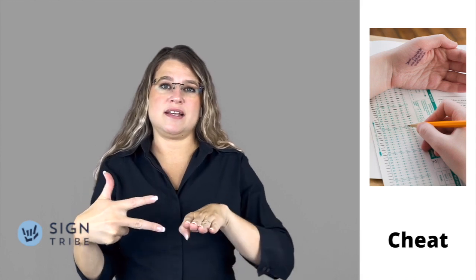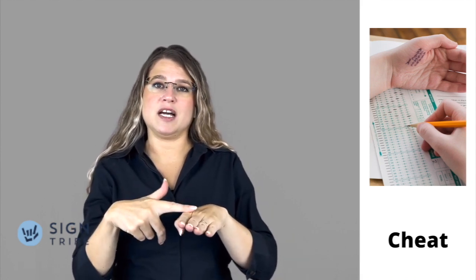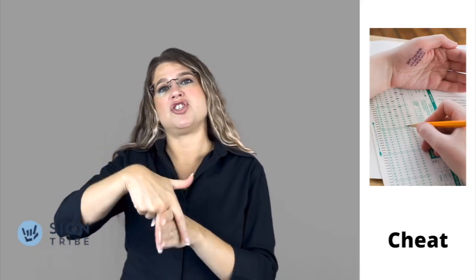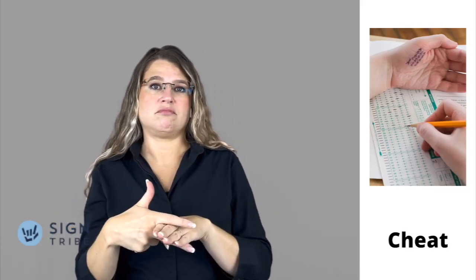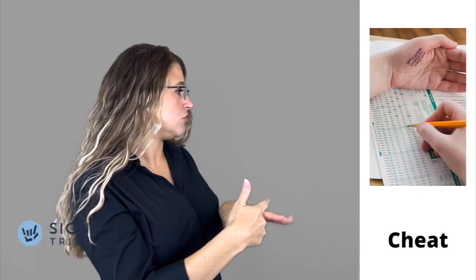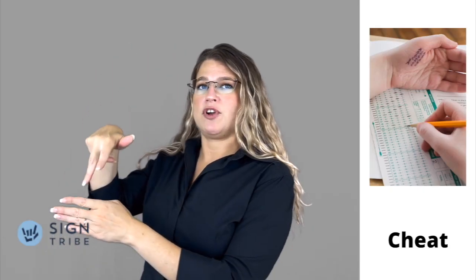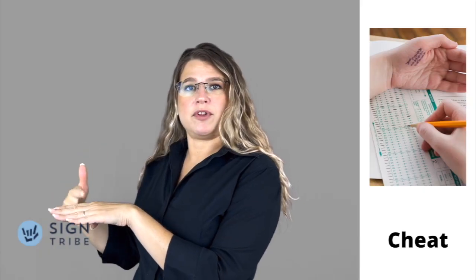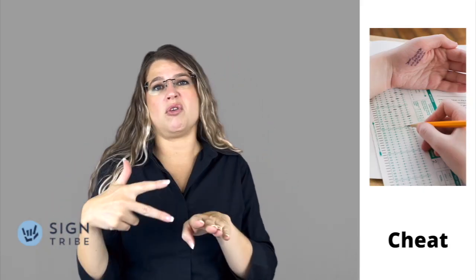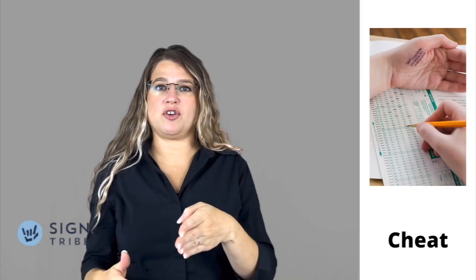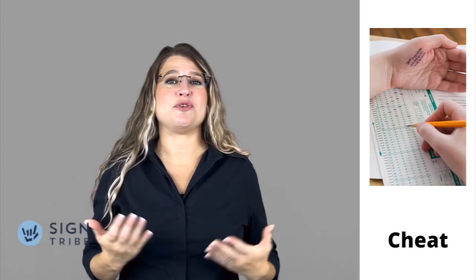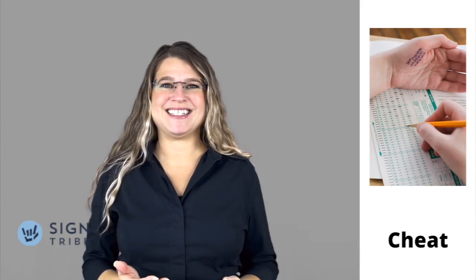Or you might see it where your non-dominant hand is turned a little bit like this. Cheat. So cheat, cheat. See it like that as well. You're just going to move your dominant hand a couple of times. So you're going to either do this, cheat, or cheat. Have your hand turned a little bit like that. So those are just some of the variations that you might see for the word cheat.